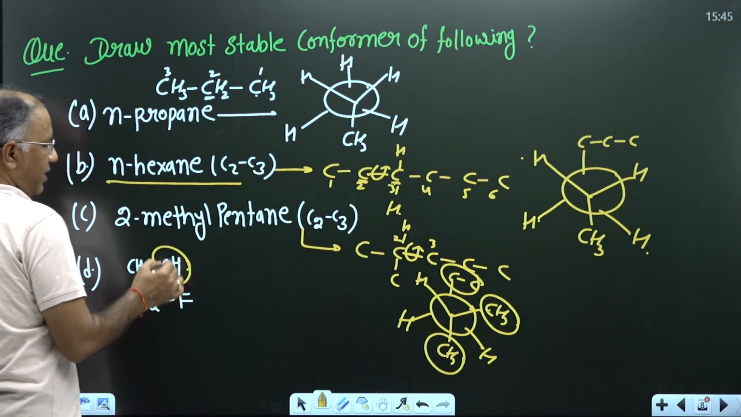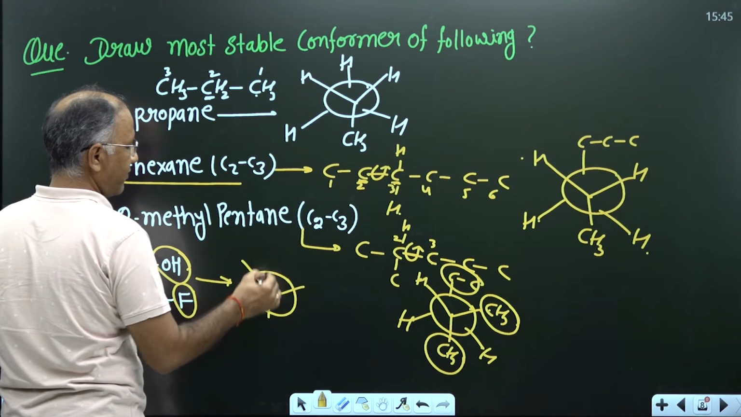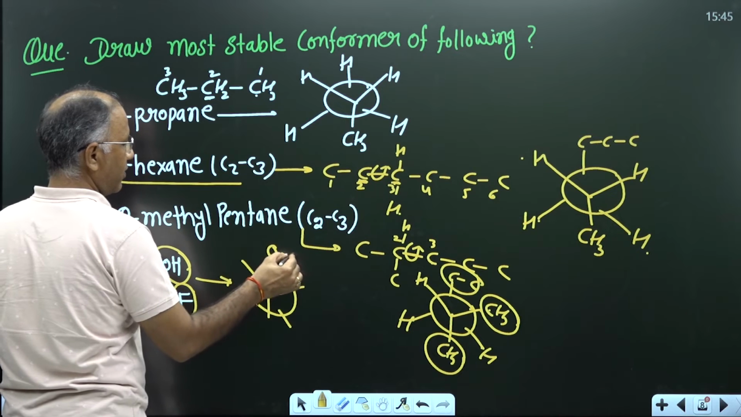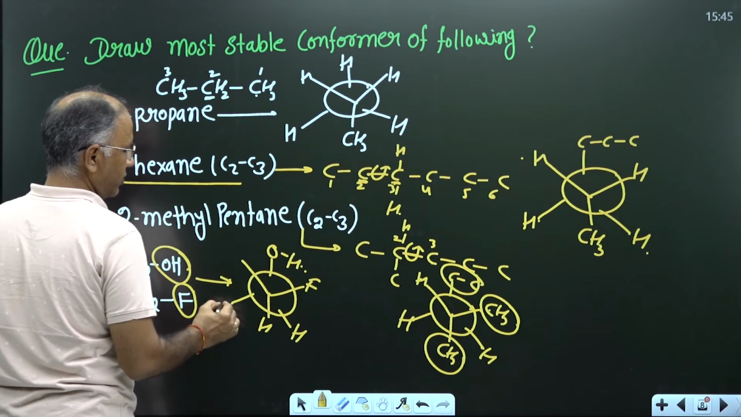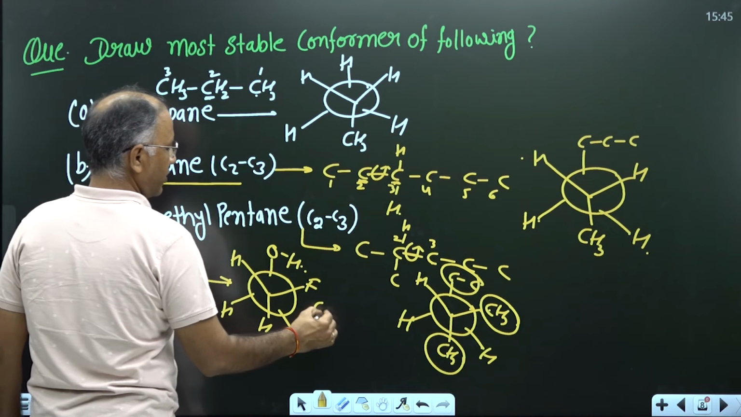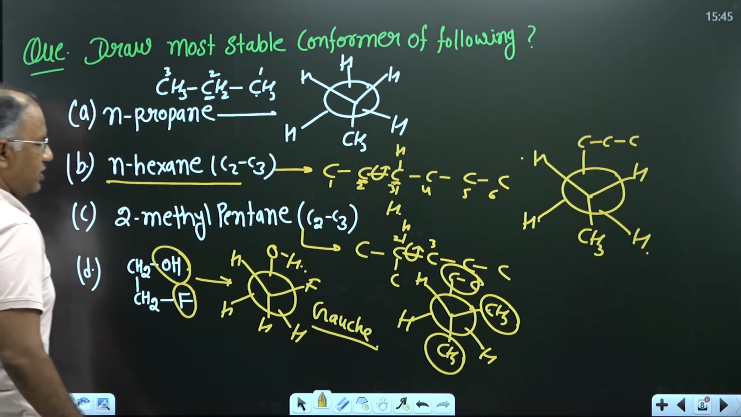Now in example D, since there is OH and F, there is an intramolecular hydrogen bonding in between these two. Therefore, which one is most stable? The gauche conformer is the most stable conformer.